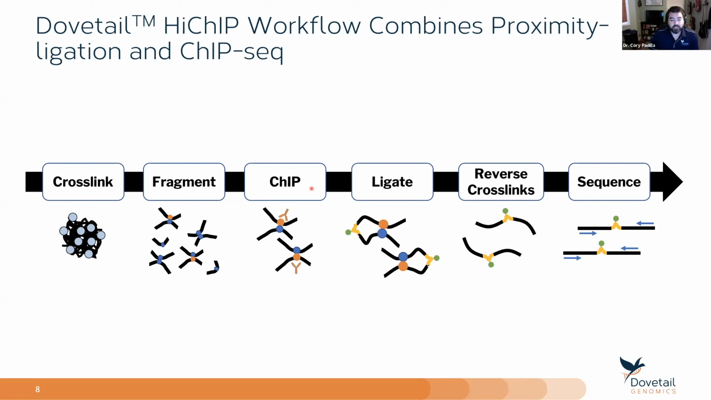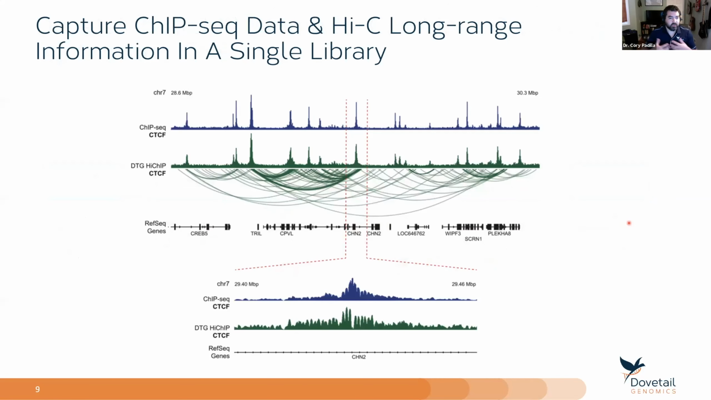Once we have the protein and DNA complex isolated through the chromatin immunoprecipitation, we perform ligation of free ends, giving us that long-range information along with the protein-DNA binding site enrichment. We reverse those crosslinks, giving us chimeric DNA that's reflective of that 3D orientation. And then we generate a sequencing library, which gives us the ability to interrogate the 3D folding and move away from that linear space model.